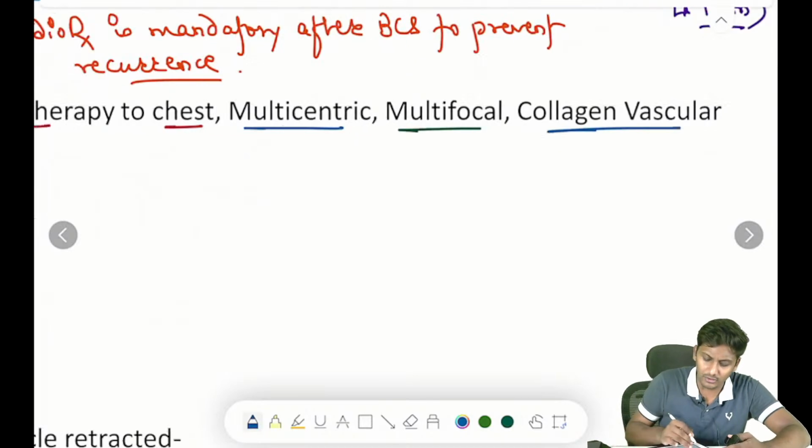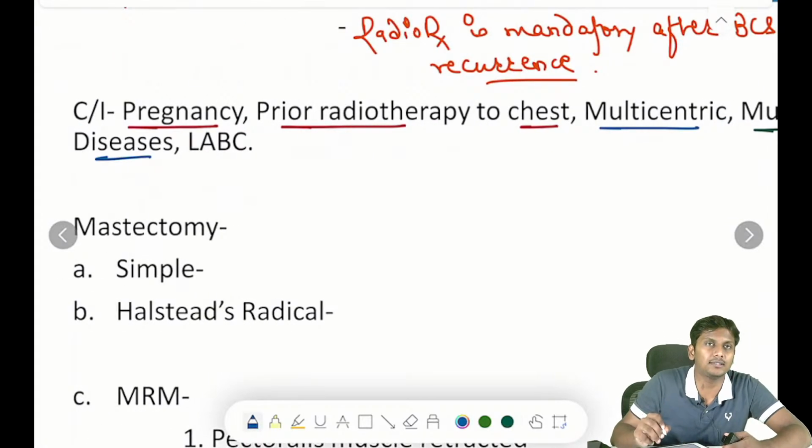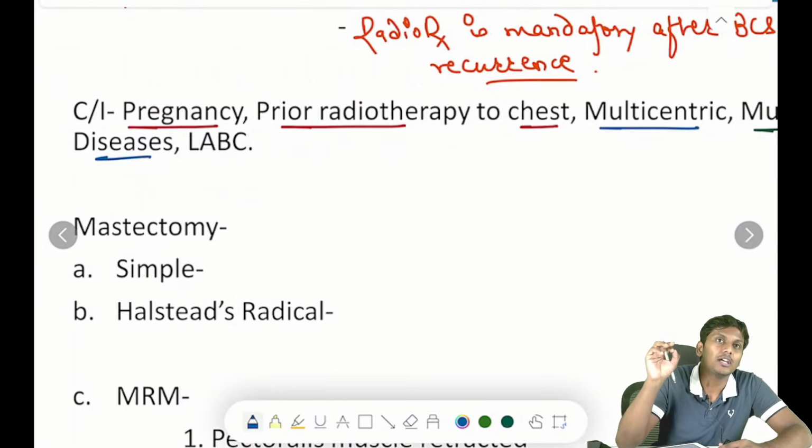Next is collagen vascular diseases. Collagen vascular diseases जो होता है बच्चों, that means conditions like SLE, rheumatoid arthritis, scleroderma, all your rheumatology diseases. Okay, so SLE, rheumatoid arthritis, scleroderma, Sjogren syndrome, all of these. In all these conditions, these collagen vascular diseases, okay, here these autoimmune conditions, usually radiotherapy is contraindicated.